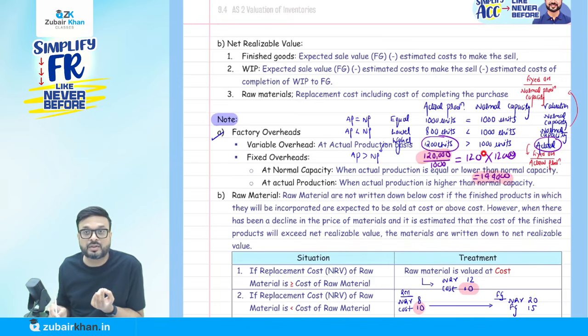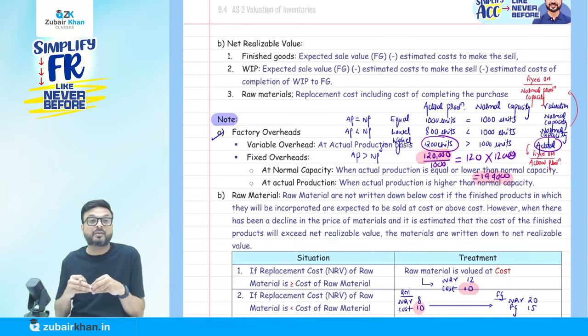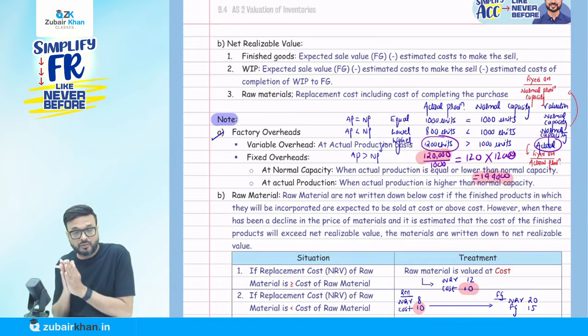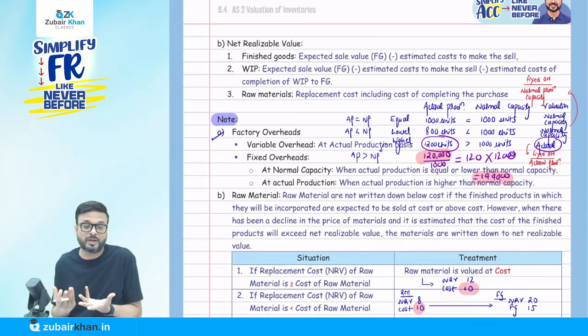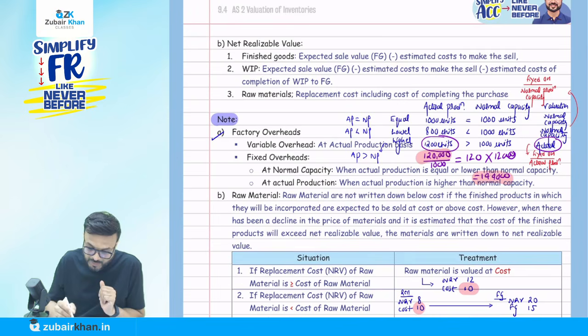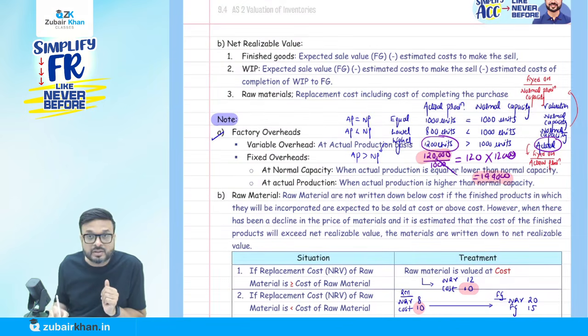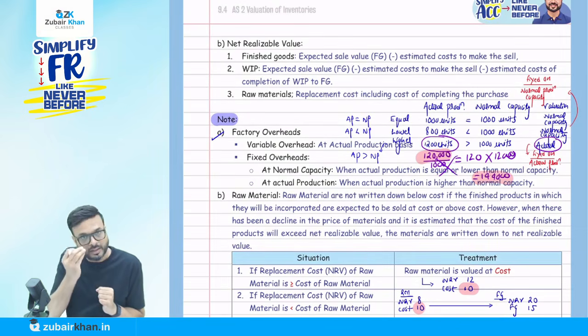If I distribute on the normal basis, normal is 1000 units, right? Divided by 1000, 120 per unit. And how much do we have in closing stock? We have done the production of 1200. I will multiply by 1200 in my closing stock. I am adding the fixed overhead of 144,000, when actually I have incurred 120,000. That is logically incorrect, so that's why they say it is not allowed. What should we do? Let me tell you.